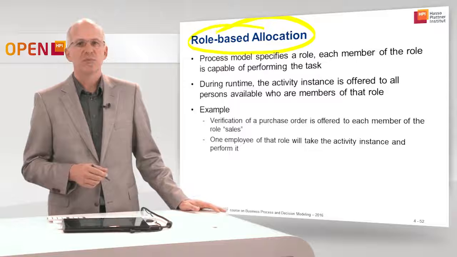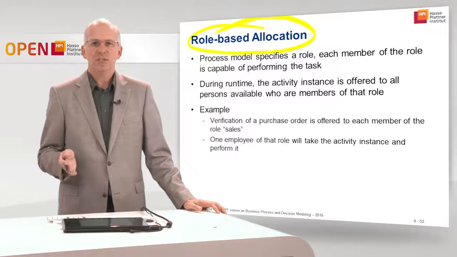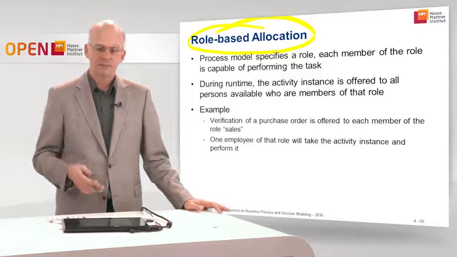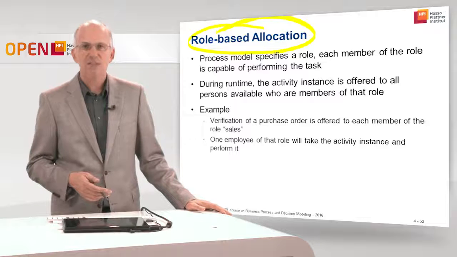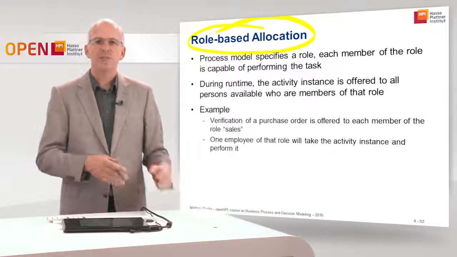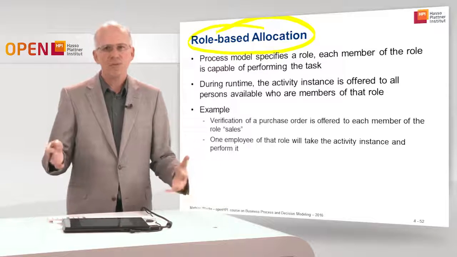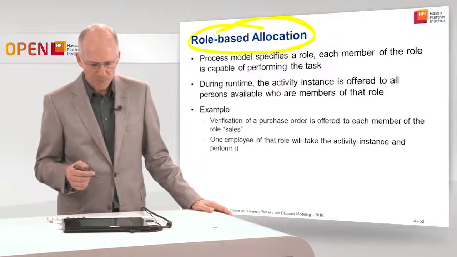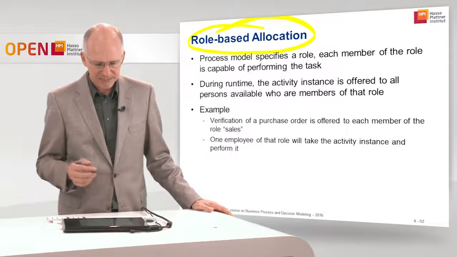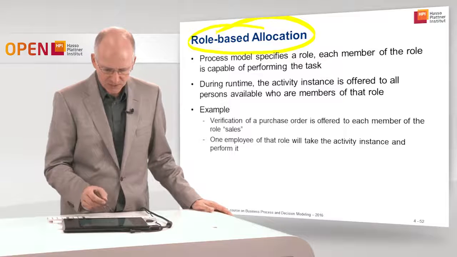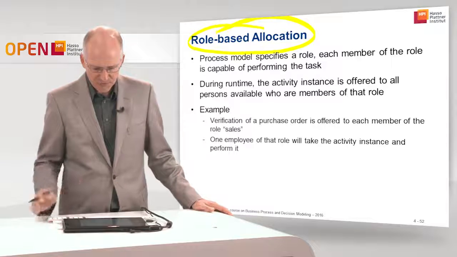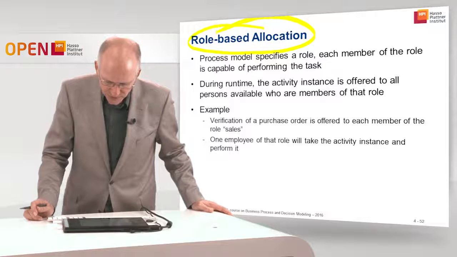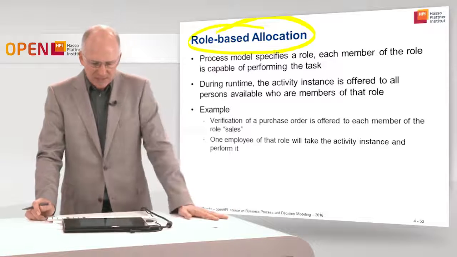There might be members of the role who are not currently on duty, so we cannot offer these activity instances to them. But from the set of available persons, we can offer it, and make sure that it is actually taken and the activity instance is performed. For example, verification of a purchase order is offered to each member of the role sales.